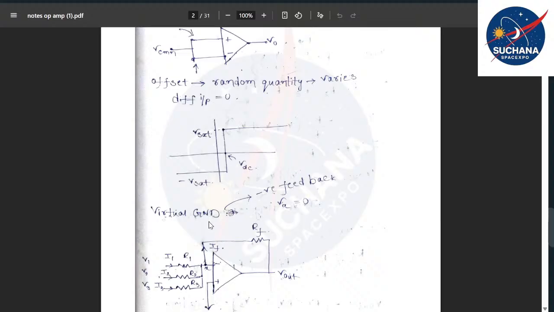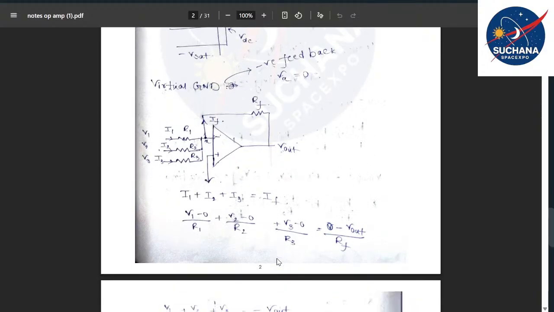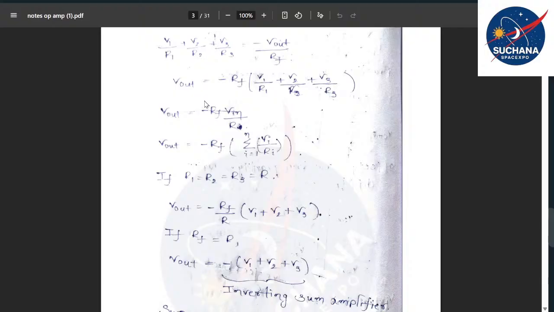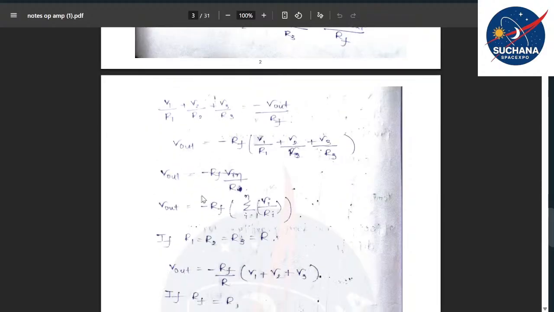We discussed the concept of virtual ground, where the voltage at the specific node Vx is equal to 0. Then we discussed positive and negative feedback, and we derived the expression for summing, how an op-amp can be used for summation. We obtained the expression by applying I1 plus I2 plus I3 is equal to IF. From that we derived the final expression: V out is equal to minus RF into the sum from i equal to 1 to n of Vi by Ri.